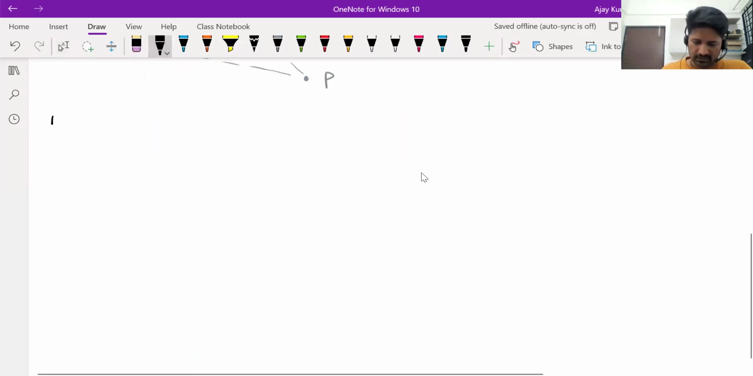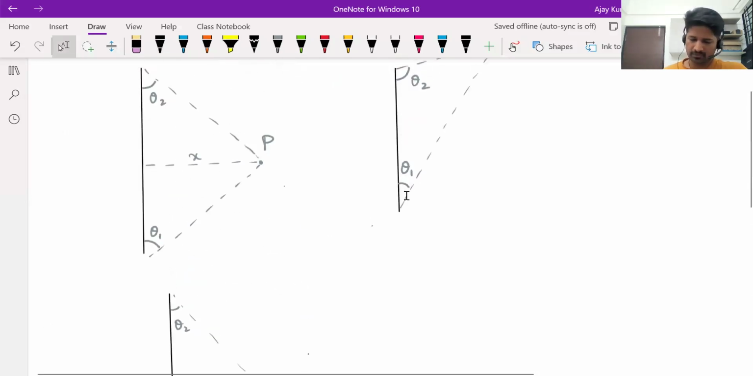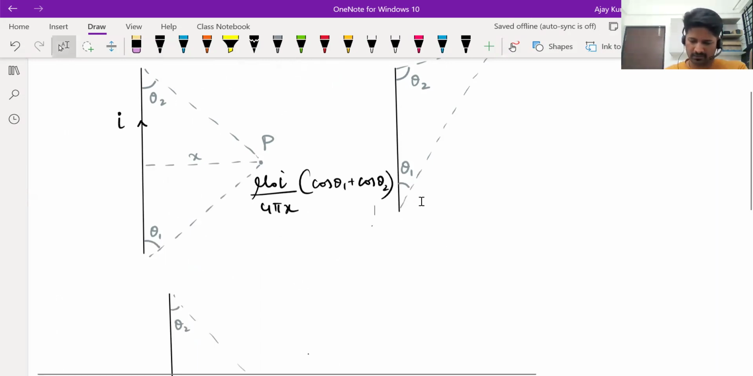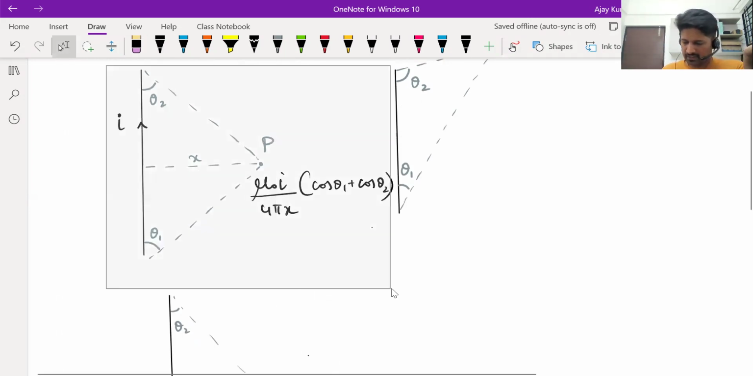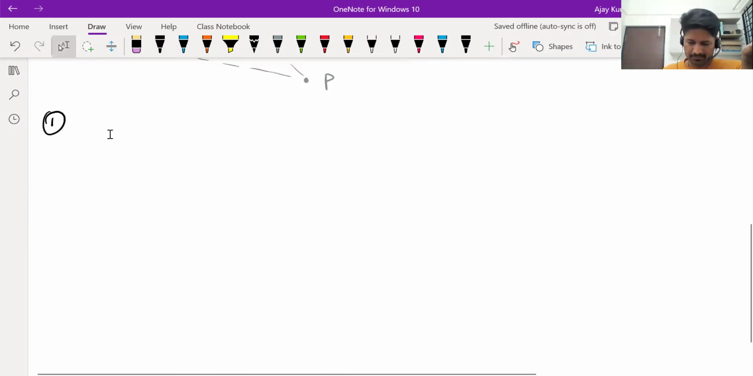So first, let us extend that result. We know that the magnetic field produced by a finite straight wire carrying a current I at a distance x from it is mu naught I by 4 pi x times cos theta 1 plus cos theta 2. We'll extend this to an infinite wire. So if any of you can tell me: if the length of this wire extends to infinity, what will theta 1 and theta 2 tend to become?